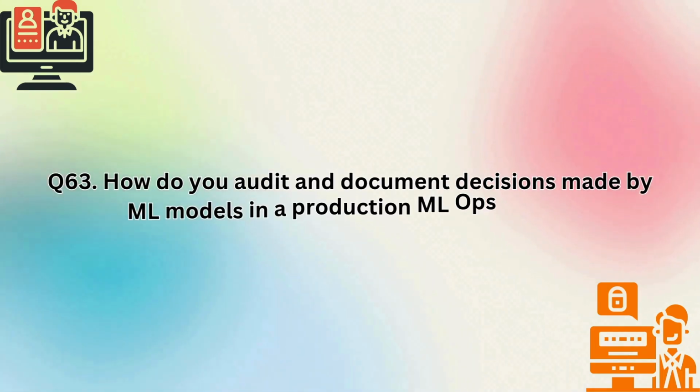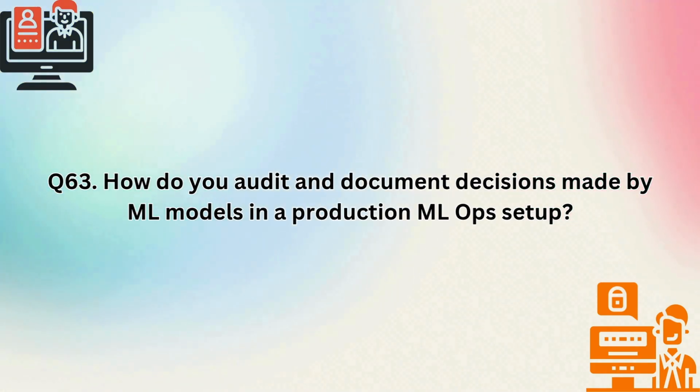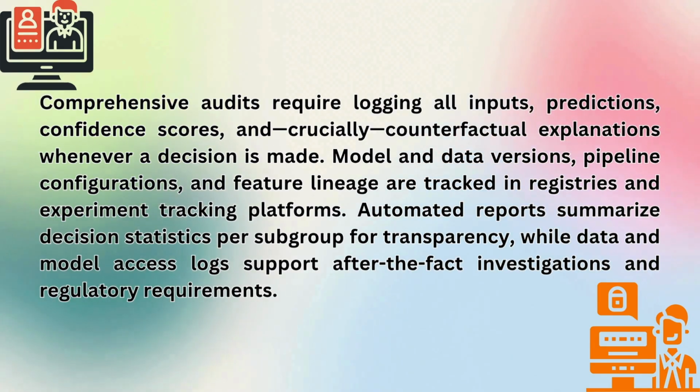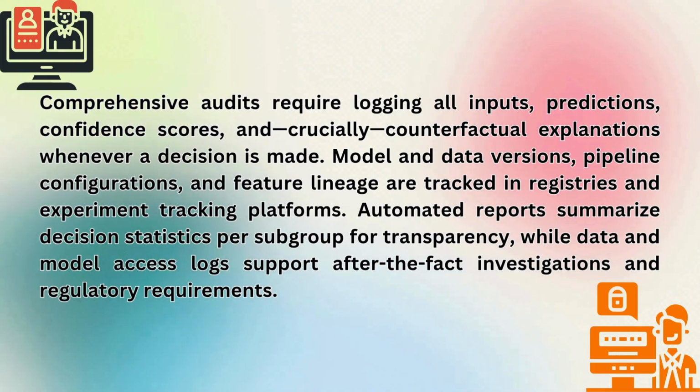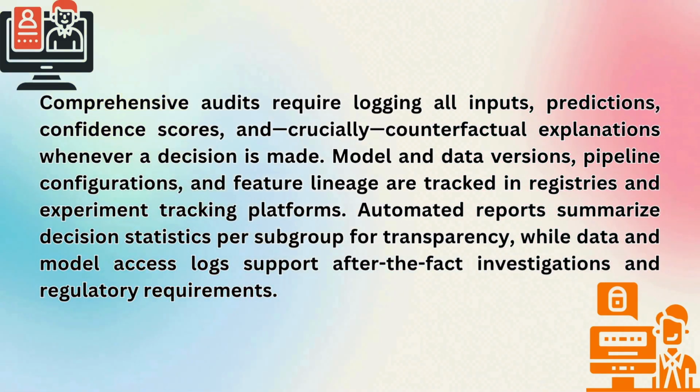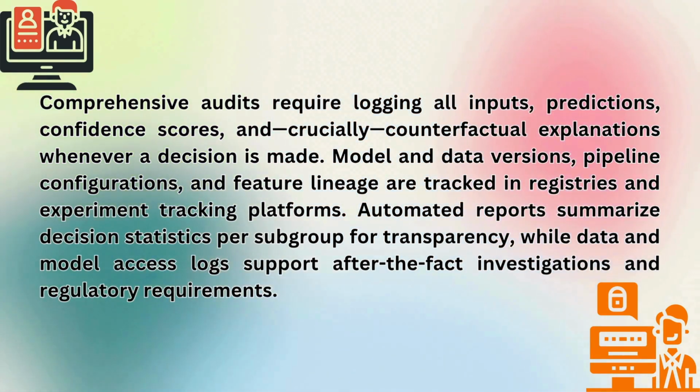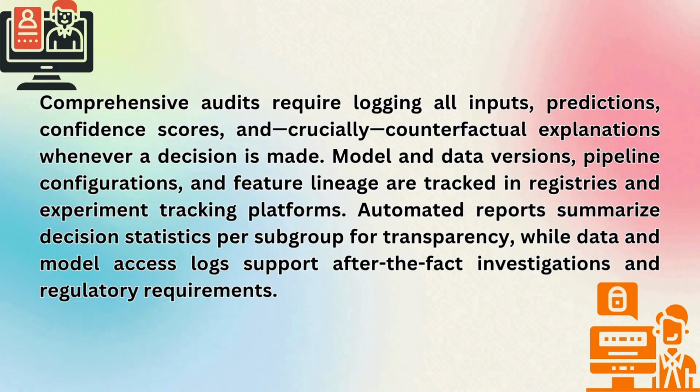How do you audit and document decisions made by ML models in a production ML Ops setup? Comprehensive audits require logging all inputs, predictions, confidence scores, and, crucially, counterfactual explanations whenever a decision is made. Model and data versions, pipeline configurations, and feature lineage are tracked in registries and experiment tracking platforms. Automated reports summarize decision statistics per subgroup for transparency, while data and model access logs support after-the-fact investigations and regulatory requirements.